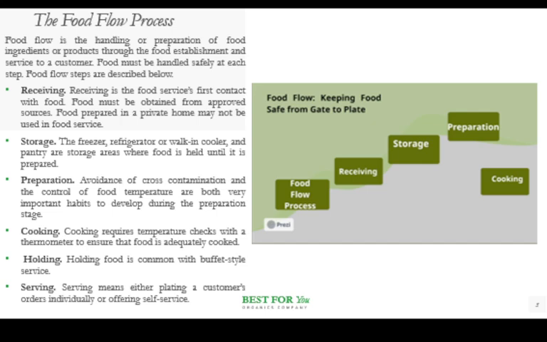First is receiving. Receiving is the food service's first contact with food. Food must be obtained from approved sources. Food prepared in a private home may not be used in food service. After receiving, food must be checked off and invoiced and stored appropriately and quickly.